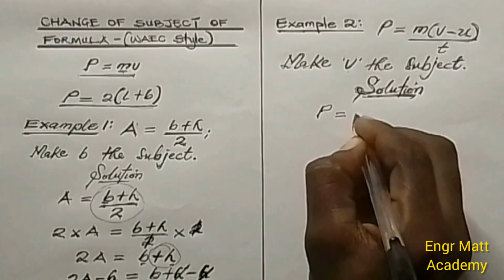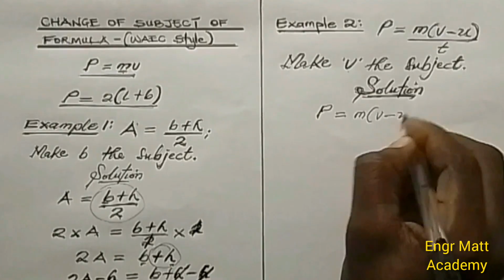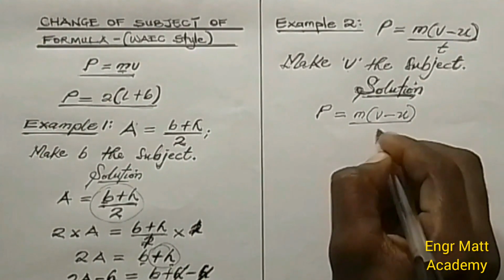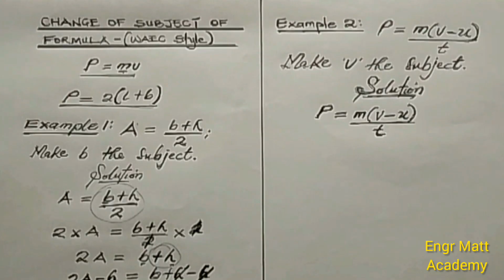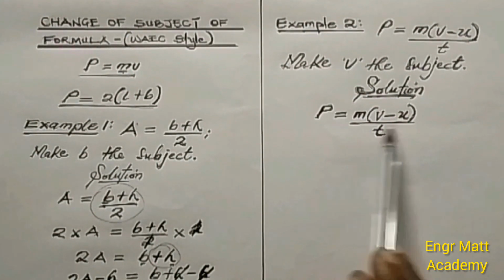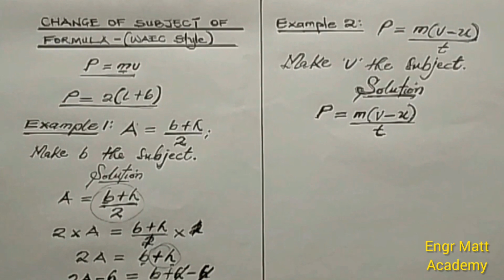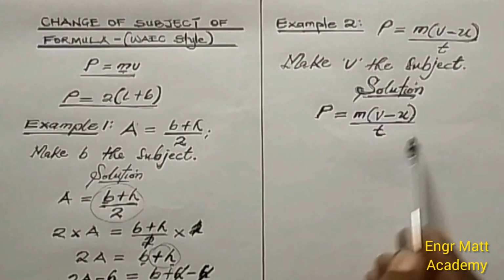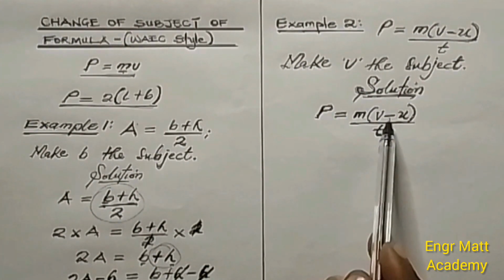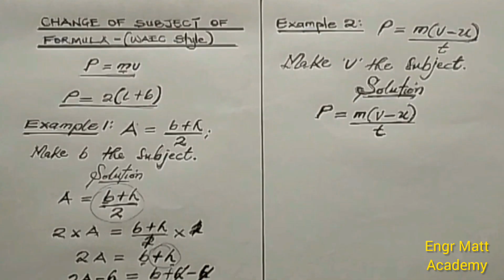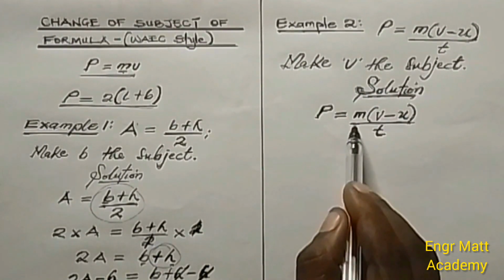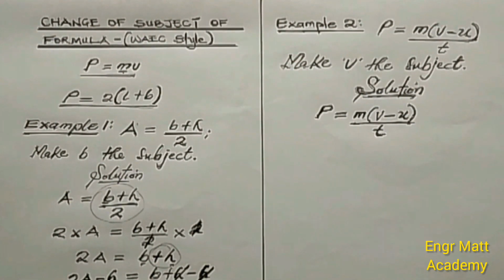P is equal to M open bracket V minus U close bracket all over T. Just like the previous example, this one also involves division. Remember, before you do anything, pause and ask yourself, what operations took place here? We have multiplication, subtraction, and division, and we will reverse them step by step. But what do we do first? Since T is dividing everything, we reverse the division first. So we multiply both sides by T.